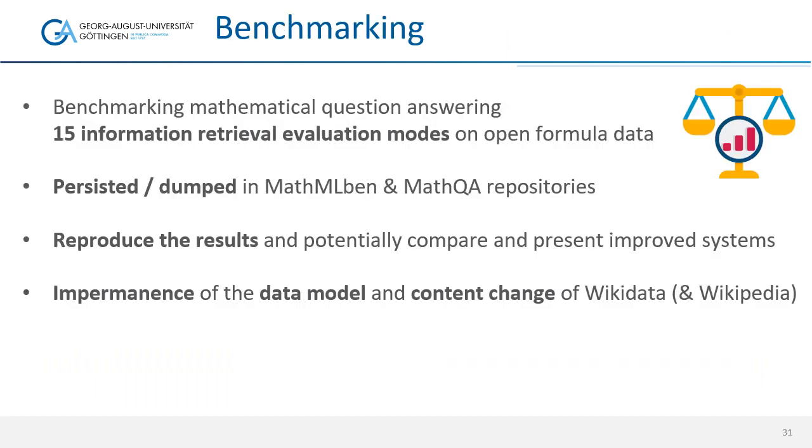So in our paper, we introduce a benchmark for mathematical question answering in 15 evaluation modes on open formula data. The selection and results are persisted in the MathMLBen and MathQA repositories, to reproduce the results and potentially compare and present improved systems. This is required since Wikipedia and Wikidata are constantly changing.